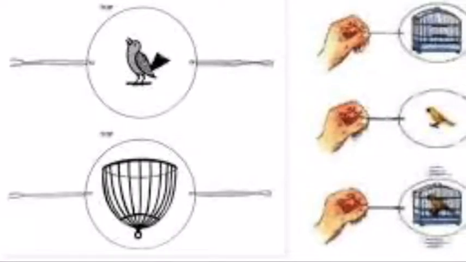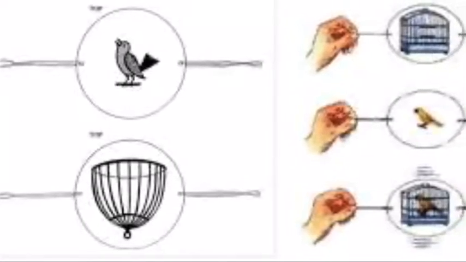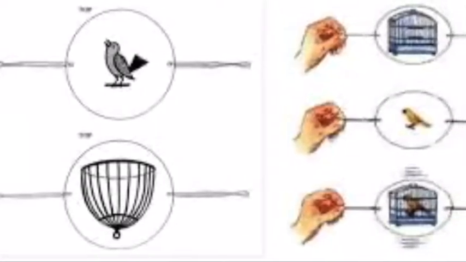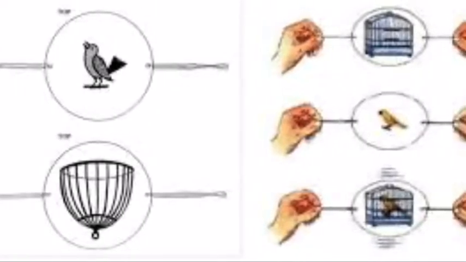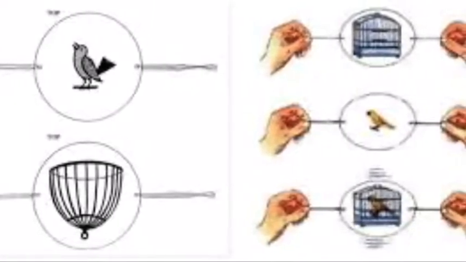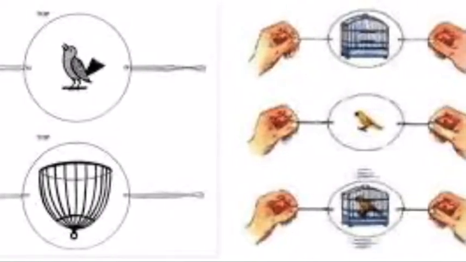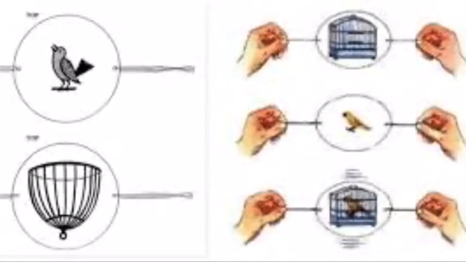So here is the bird. So here it shows the string on both sides. The cage is upside down, and it shows you the steps of how to assemble it together and how the end product will look.